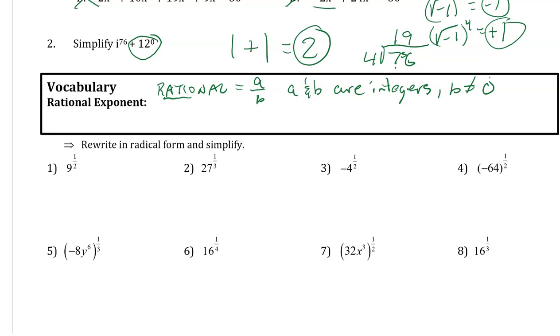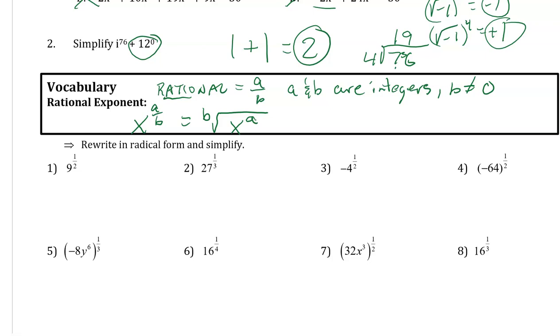The way that we use this when we're looking at rational exponents means the exponent is a rational number. So let's call it x to the a over b. What that really means is the bth root of x to the a power. It'll make more sense as we do some examples.